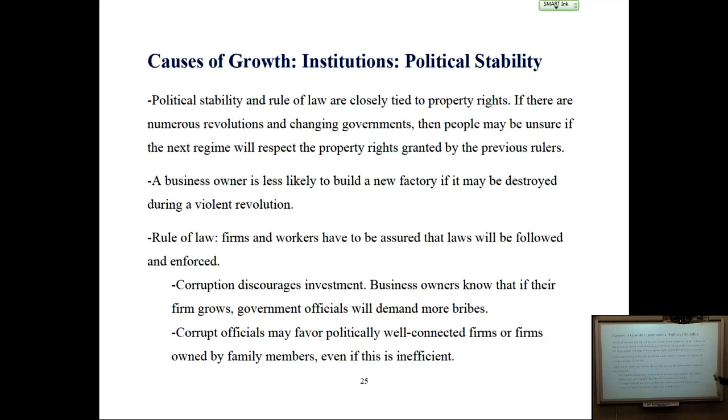Rule of law also refers to corruption. This can be a big problem in some parts of the world. Corruption discourages investment in our business and discourages our business from growing. If my firm gets larger, I might not get to enjoy the profits from it. Instead, it might just make me a bigger target for politicians trying to get bribes from me. So my incentives are to stay small.